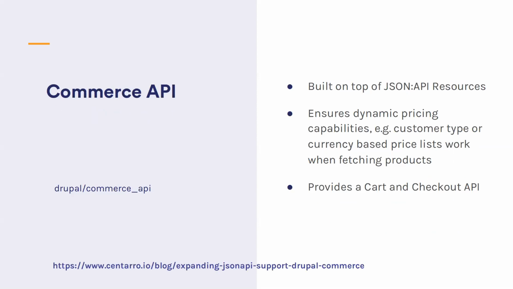And then finally, the Commerce API, which we announced last week or two weeks ago, is built on top of JSON API resources and ensures that, for instance, our dynamic pricing capabilities work. So when you fetch products, you're able to get their resolved price based on their user role or location. It also provides a cart and checkout API. The cart API allows you to interact with orders, not needing full administration permissions. So this way you can have anonymous users create carts, and the checkout API does the most important part: take their money and then ship them their products.